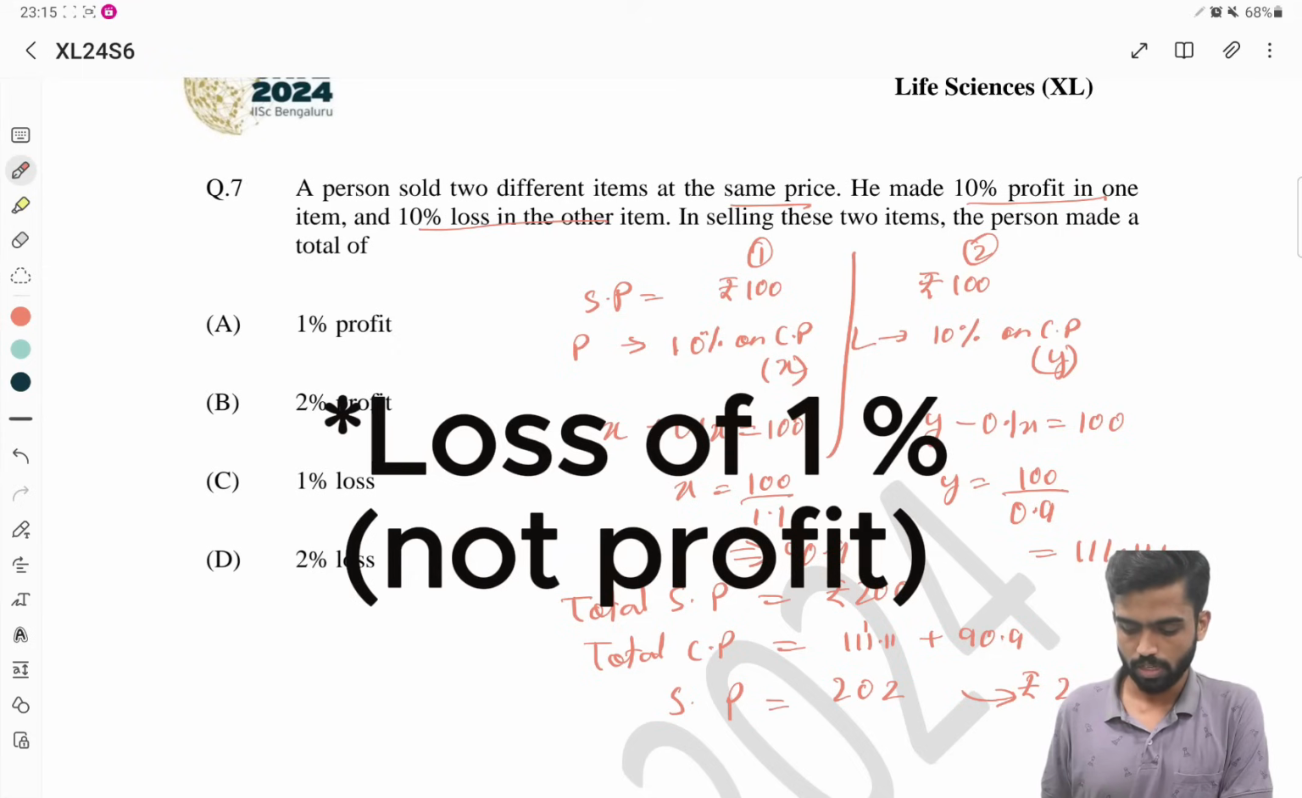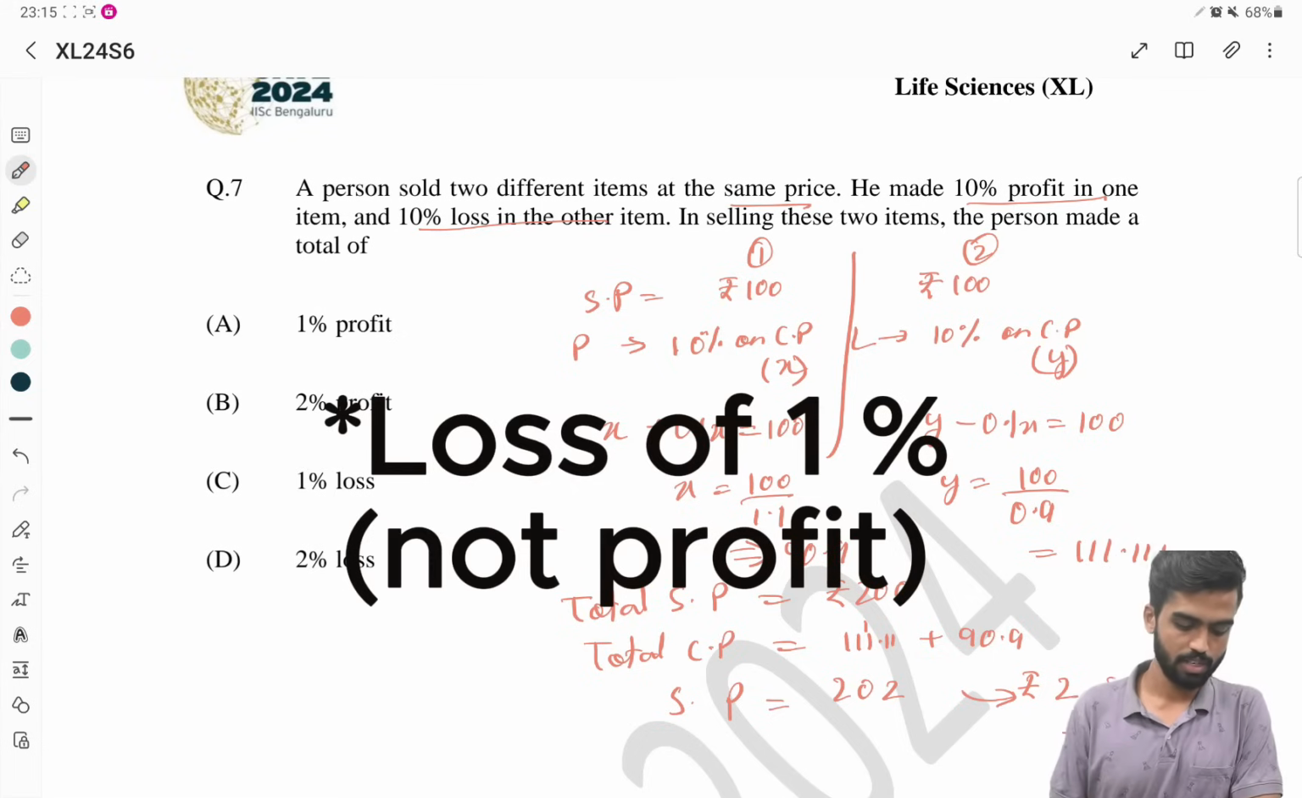2 rupees in 200 is how much percent? That will give us 1%. That is very clear, 2 by 200 into 100. So the final result is a 1% loss.